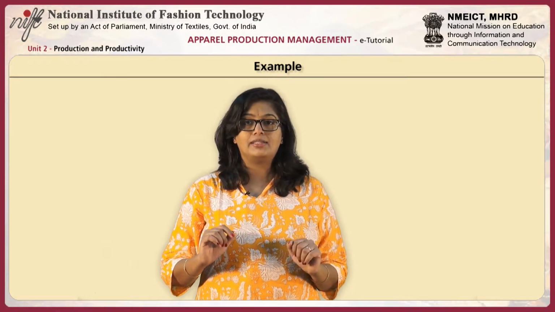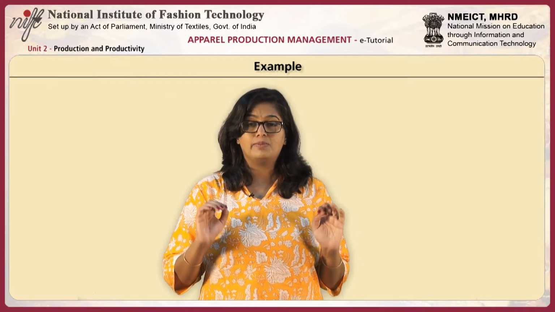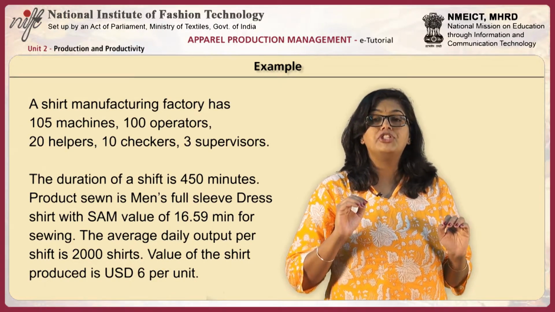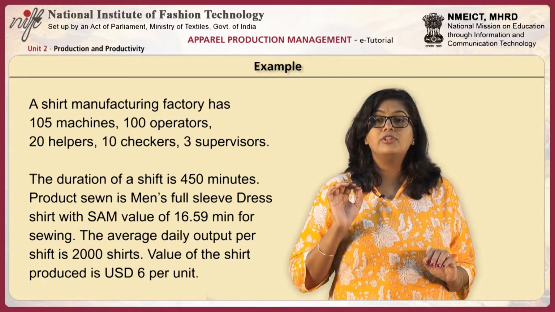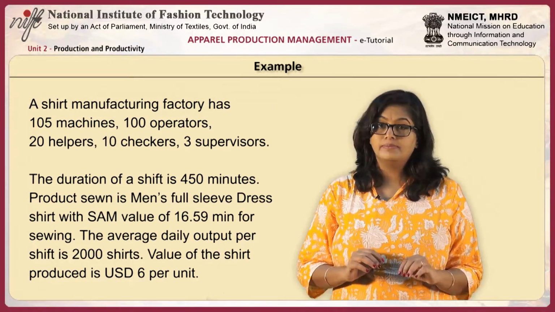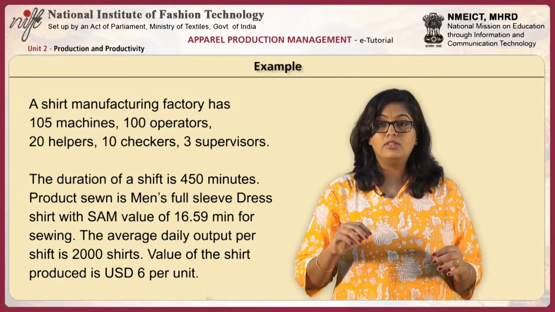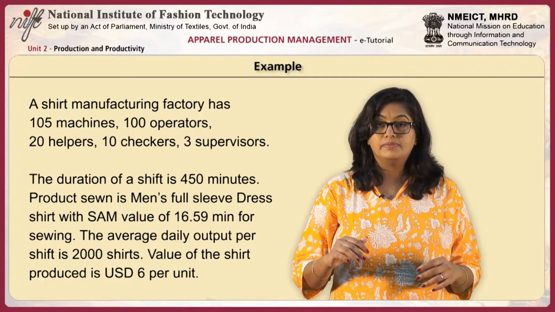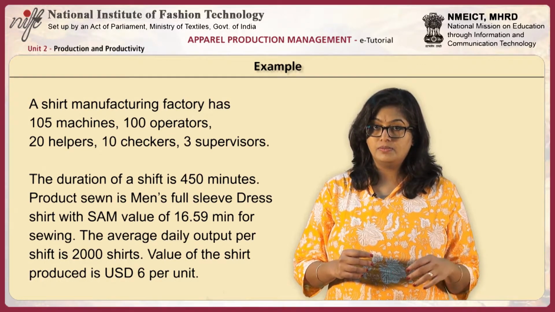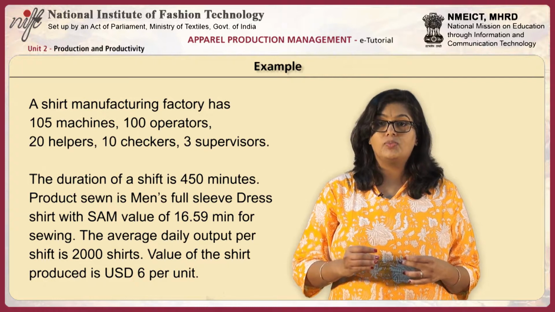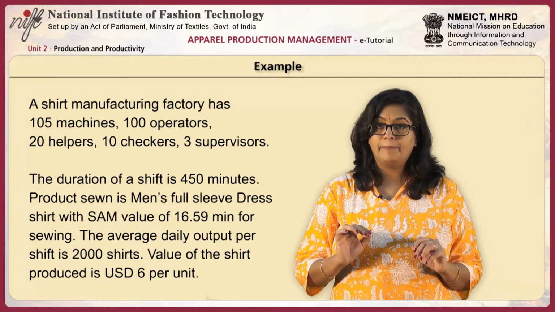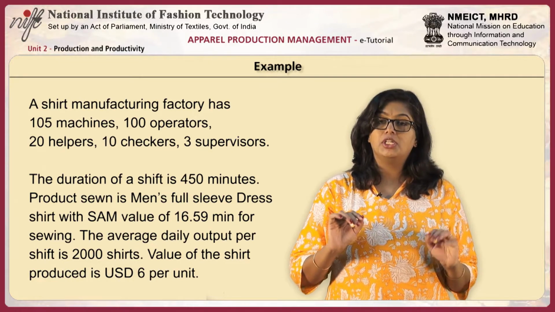The calculation of productivity in the apparel industry is further explained by the following example. Let us take an example of a shirt manufacturing factory which has 105 machines, 100 operators, 20 helpers, 10 checkers and 3 supervisors. The duration of a day shift is 450 minutes.